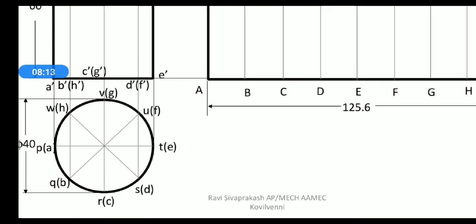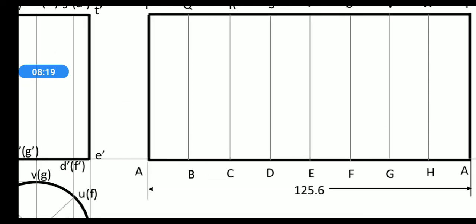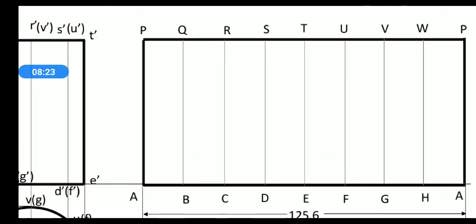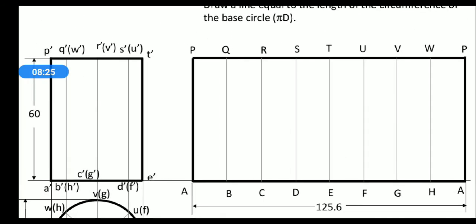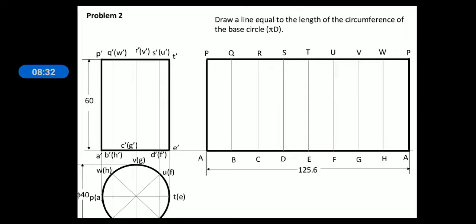Now as we have divided the circle into 8 equal parts, we have to divide the circumference of the circle into 8 equal parts with the straight line method, dividing a line into 8 equal parts, and we have to make the denotation. And as you observe, this is the development of a cylinder.